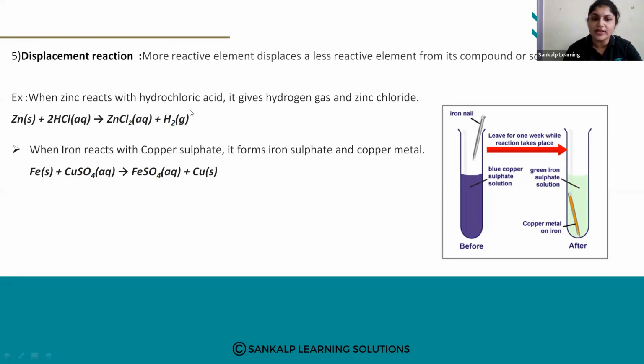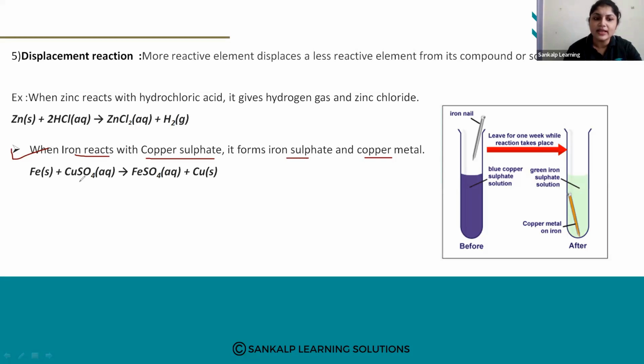So in this reaction, what is happening? The iron is displacing the other element, that is copper, from the copper sulfate solution. So this type of reaction is called a displacement reaction. So here is that example. Okay, here the reaction is written. You can see it. When iron reacts with copper sulfate solution, it forms iron sulfate and copper metal.